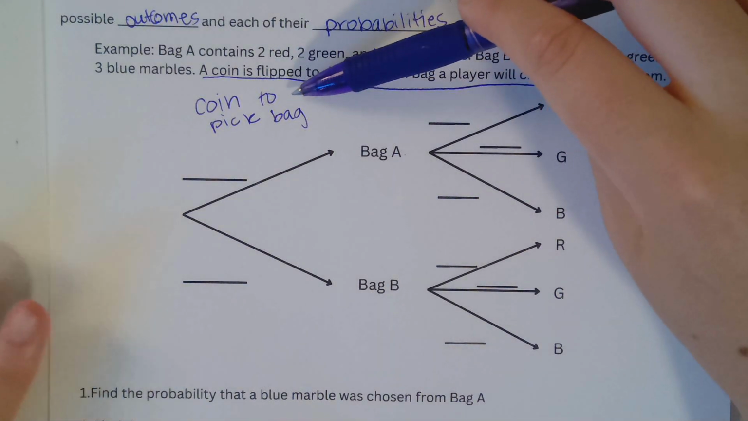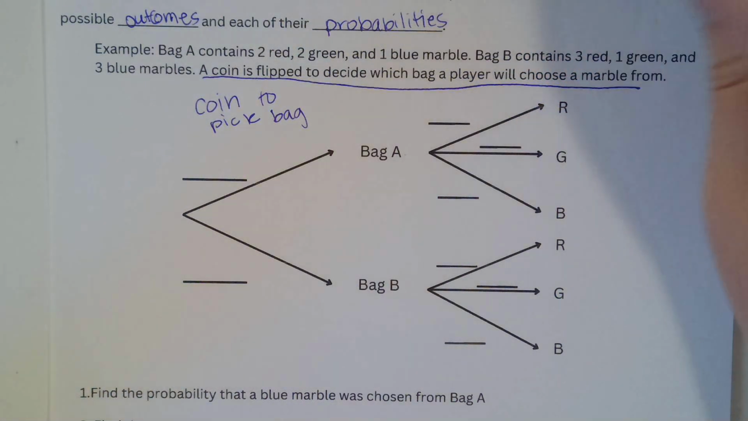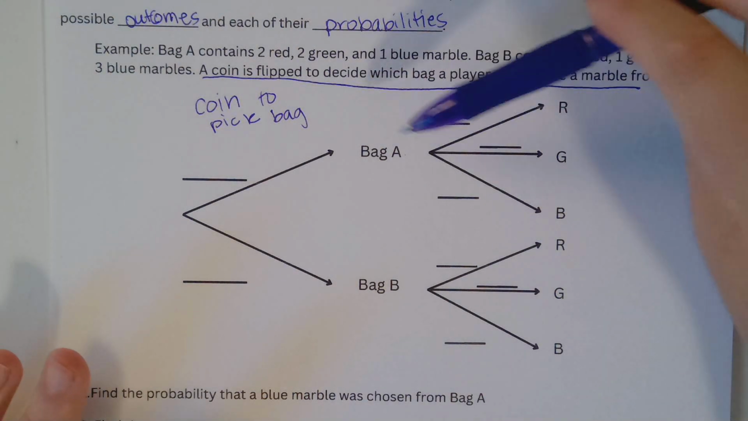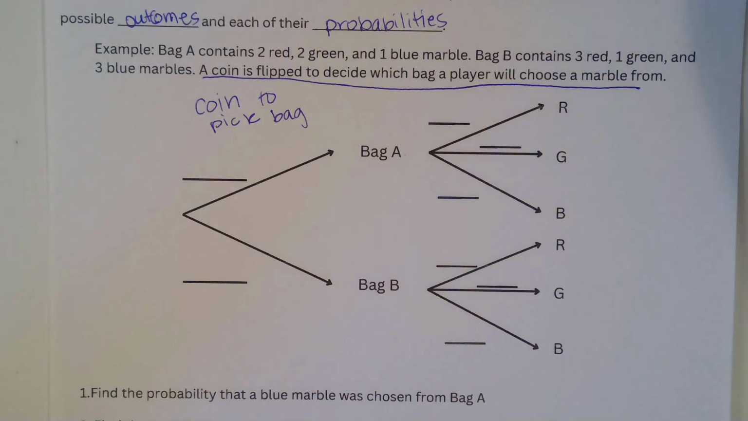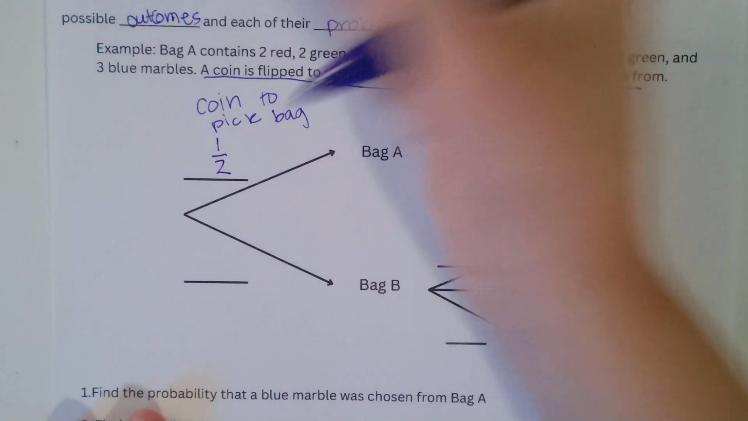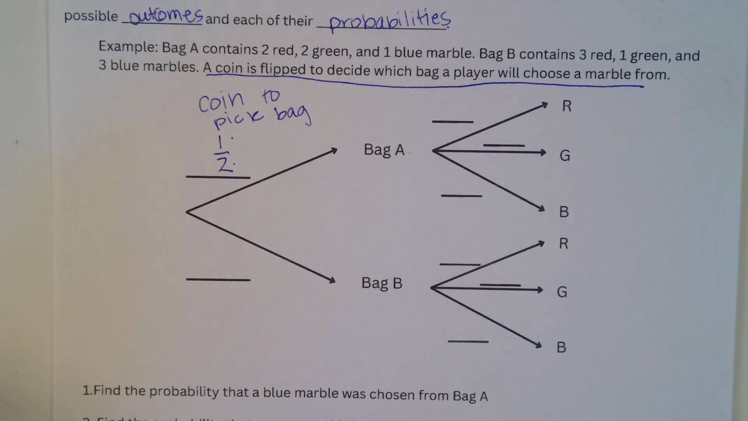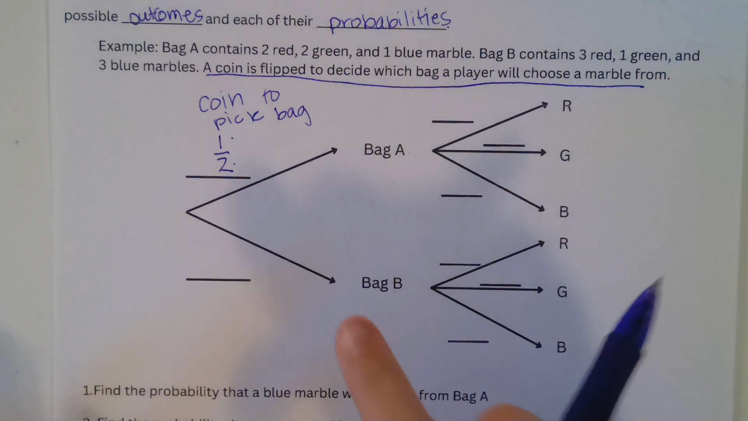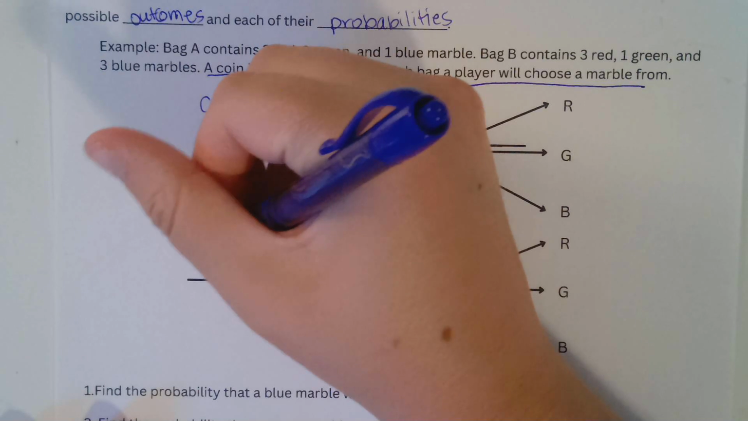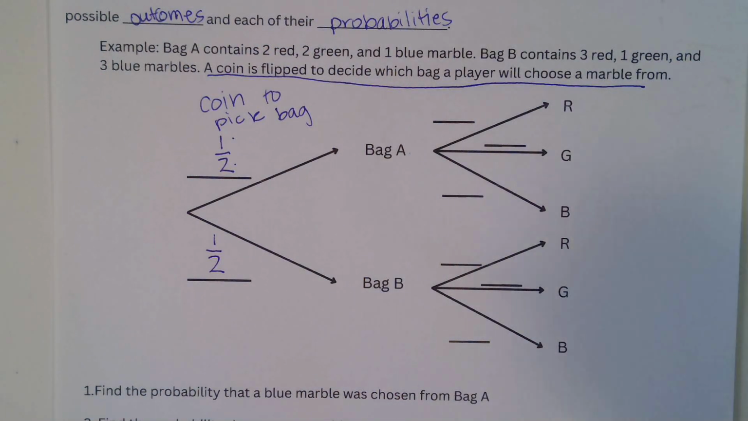If I'm flipping a coin to pick a bag, we already talked about the probabilities of flipping a coin. Let's pretend we assigned bag A to be heads. We already know the probability of getting heads when you flip a coin is a 1 out of 2 chance. There are 2 possible outcomes and one of them is heads. The same thing applies for bag B. It's a 1 out of 2 chance. There are 2 possible outcomes, and one of them is tails. So that's the first part.